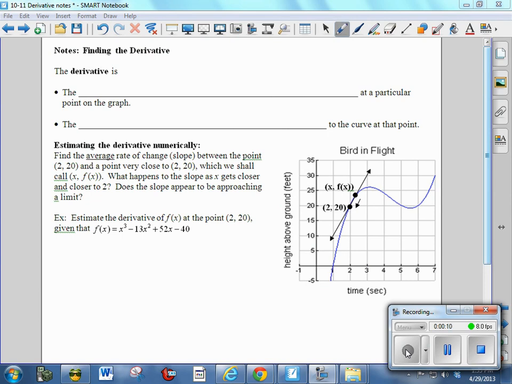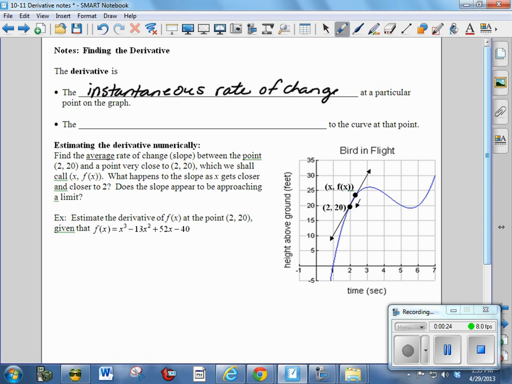So to summarize what we talked about in the first part, the derivative is the instantaneous rate of change at a particular point on the graph. Or we could say the instantaneous velocity if we're talking about distance over time, but this could refer to any kind of rate of change. Secondly, the derivative is the slope of the tangent line to the curve at that point.